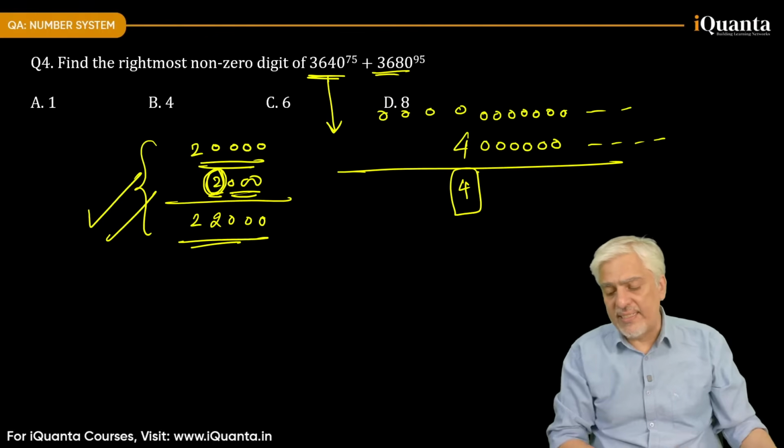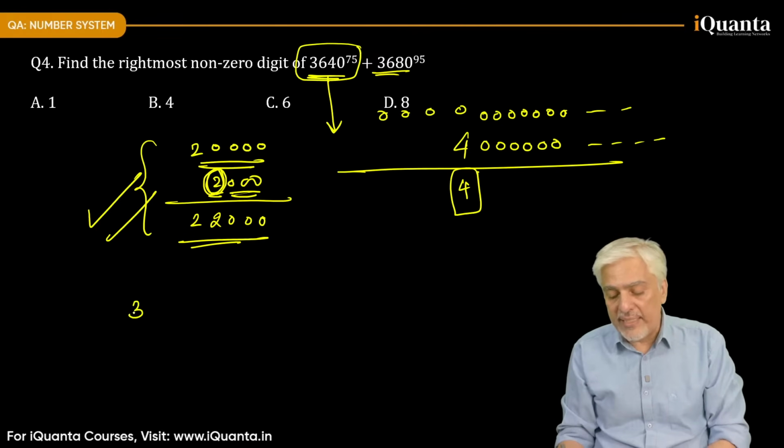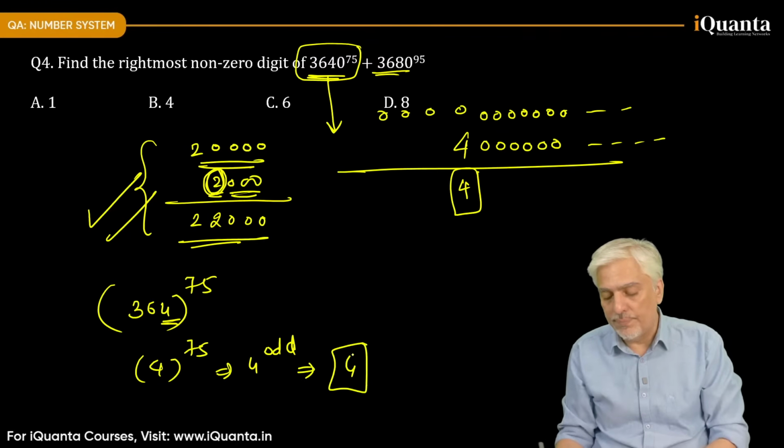Normal cyclicity. When I want to check whether this ends in 4 or not, how will I check? I just have to check 4 raised to 75. What is the cyclicity of 4? 4 raised to odd always ends in 4.